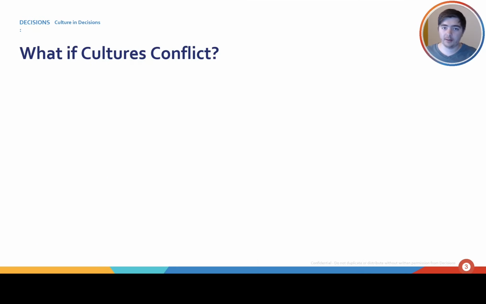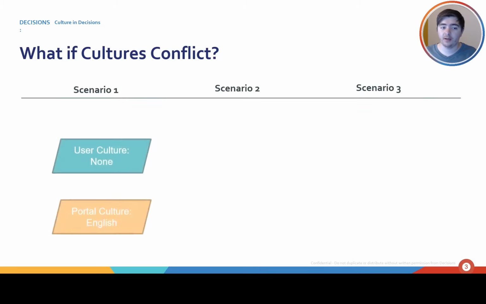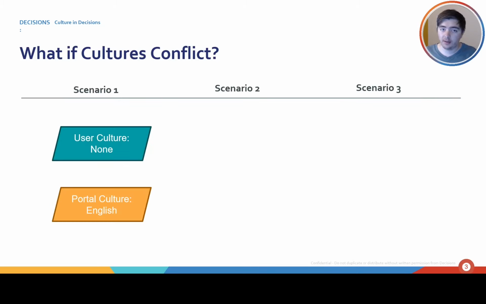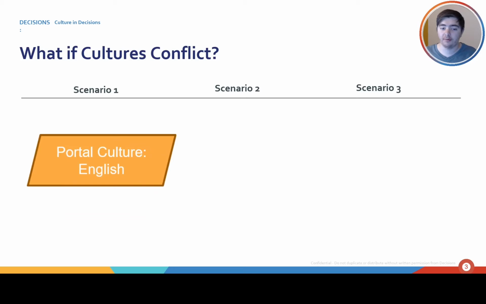So what happens if you have a conflict of cultures? Well, I'd like to go over 3 different scenarios to explain how Decisions might handle potential conflicts. The first of which is if the user culture is set to none and there is a portal culture set. In that case, the portal culture will win out because the user does not have one set.